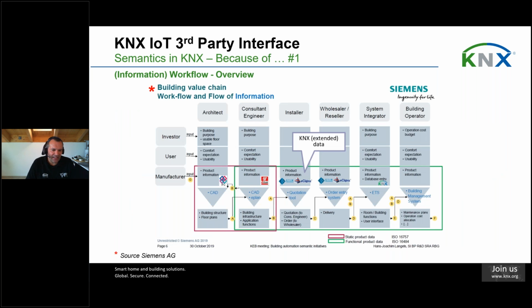When we are looking at something else, and thanks to the colleagues from Siemens, where I got the picture from, we see, looking at the industrial and building automation domain, that we have different phases in how a building is maintained. It starts from the planning, from the architectural perspective. It ends somewhere when a building operator is maintaining the building.